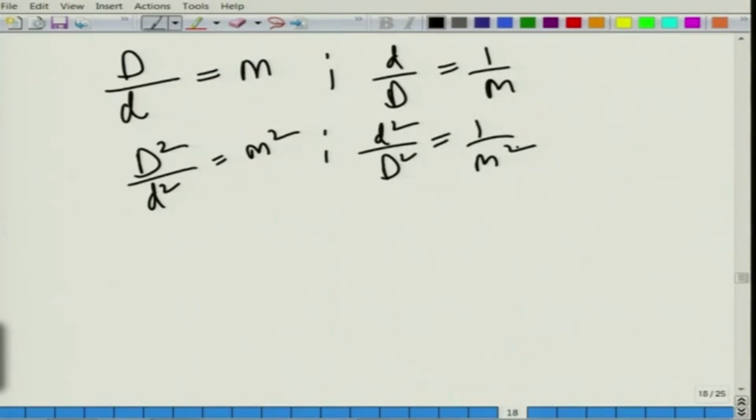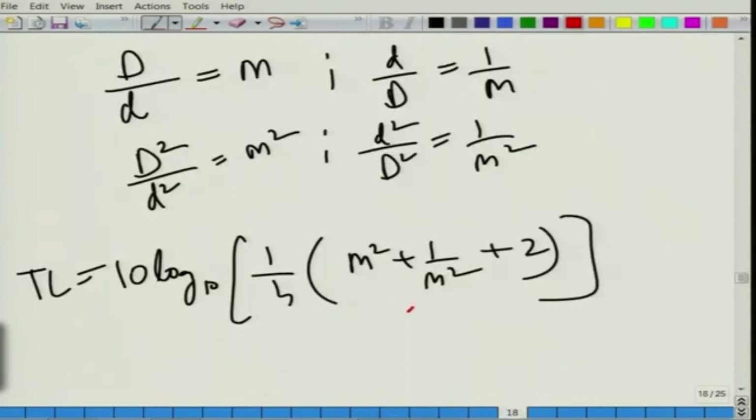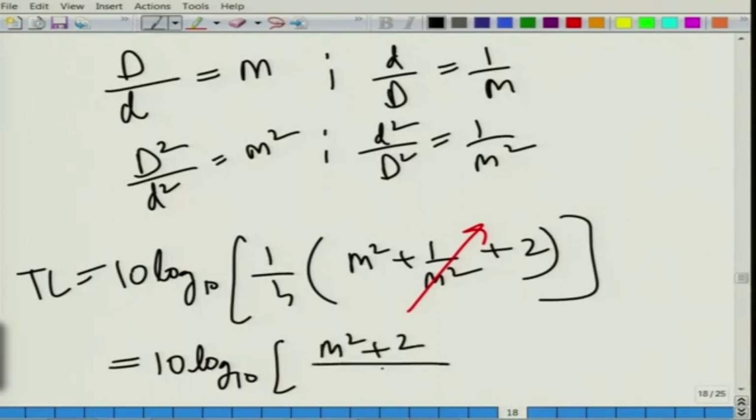So, if we put this value in here, TL becomes 10 times 1 by 4 and S1 by S2. So, this becomes m squared and 1 by m squared, and what does this become? This becomes 2. So, we can start ignoring this. 2 is still an approximation, we might just want to consider that. Then this will become 10 times log to the base 10 of (m squared plus 2) by 4, where m is equal to D by d, whole squared.